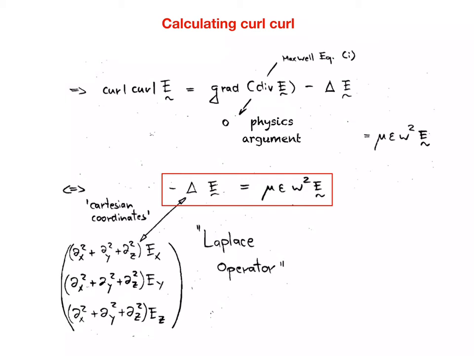Since, in our case, the divergence of E is equal to 0, which is a physics argument, the first term of this expression is 0. The second term remains, it's minus Laplacian of E. So the negative Laplacian of E is equal to mu epsilon omega squared times the electric field E. It is instructive to write out the Laplacian in its three components. This has been done here for Cartesian coordinates. We can see that the differential equation in the red rectangle is really a system of three independent differential equations for each component of the electric field.